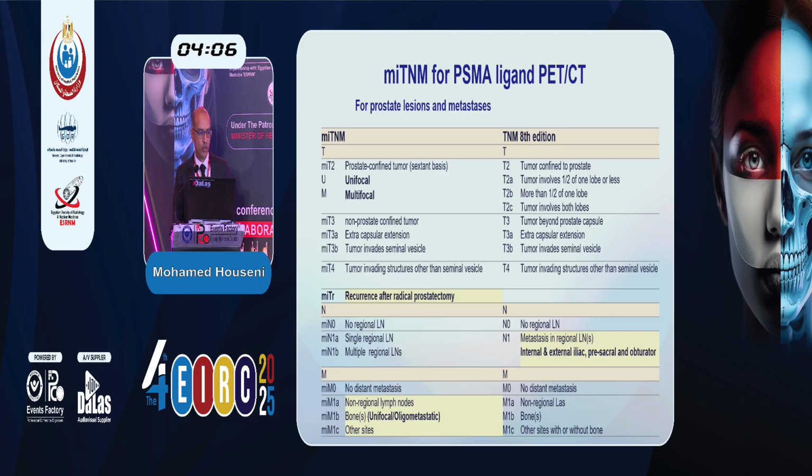And this is a correlation between the molecular imaging TNM for the PSMA and the TNM 8th edition for prostate cancer. I'm highlighting here the molecular imaging TR, which is a recurrence after radical prostatectomy. Also for the N stage, the regional lymph nodes are considered to be the internal and external iliac lymph nodes, as well as the presacral and obturator lymph nodes. For the metastasis, A is non-regional lymph nodes, B is the bone deposits, whether unifocal or oligometastatic, and C is other metastatic sites from the prostate cancer.